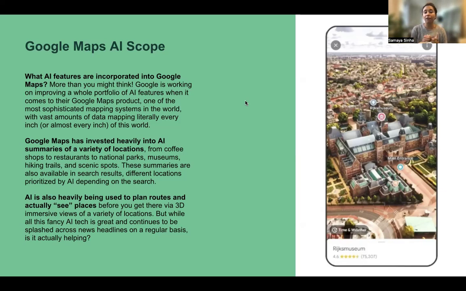And Google has invested heavily into AI summaries of a variety of locations, from coffee shops to restaurants to national parks, museums, hiking trails, scenic spots. And these summaries are available in the search results. And different locations are prioritized by AI depending on the search. So of course, Google is the king or queen of search. So they're cataloging and categorizing all these locations based on what the user needs. And AI is also heavily used to plan routes and actually see places before you get there through 3D immersive views of a variety of locations. So again, AI technology is being used, for example, to create this bird's eye view of the Rijksmuseum in Amsterdam.